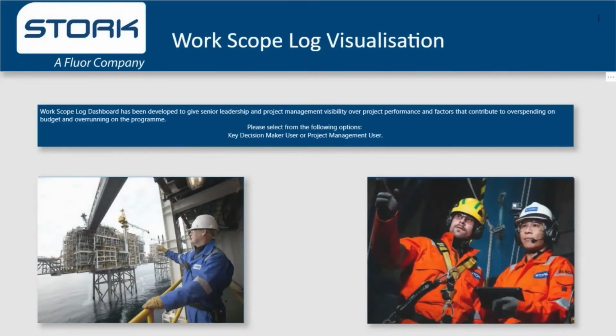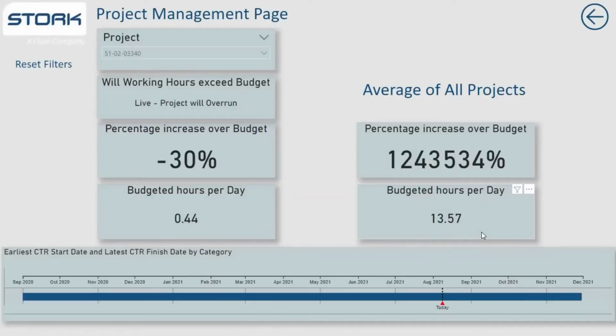So going back to the main page, we can delve into the project management user function here, and we can see project details, including whether it will overrun, the increase in percentage over the initial budget, the budgeted hours per day, and how this compares to the average, along with a Gantt chart for further analysis on the actual project timeline.